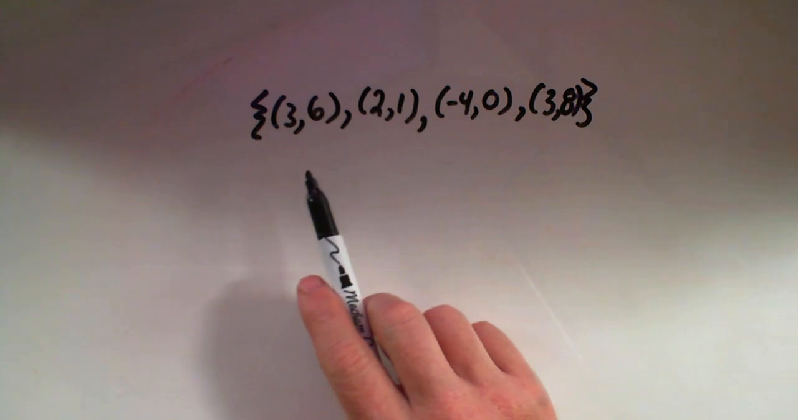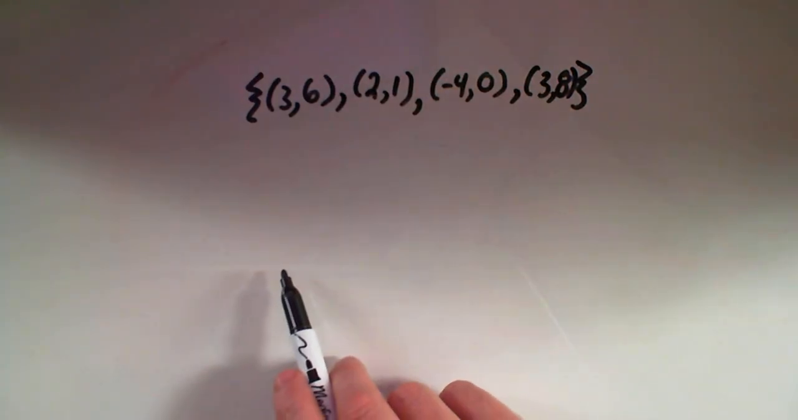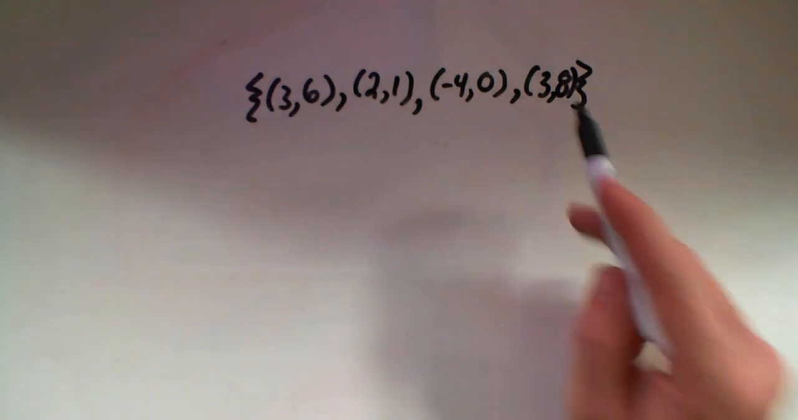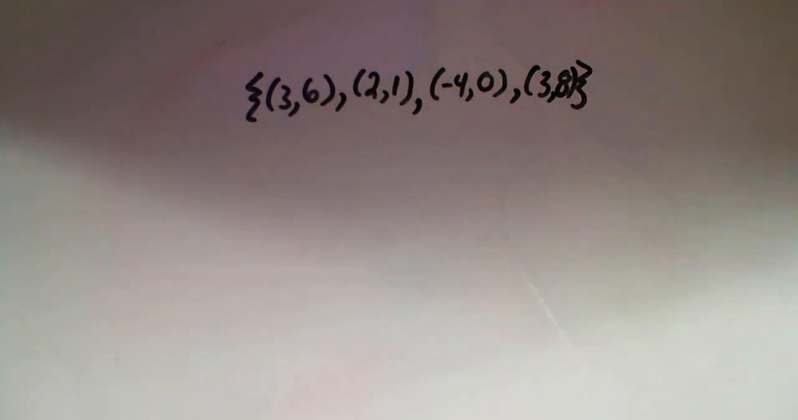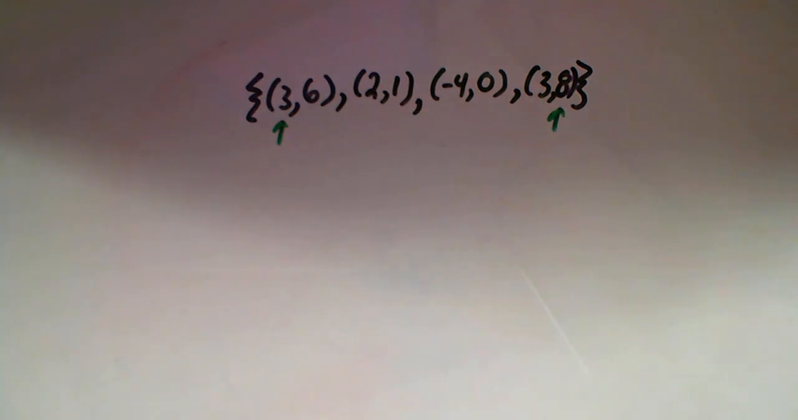Next, we see a set of ordered pairs. Now, you can take these ordered pairs and just directly see, all right, 3 goes to 6, no problem. 2 goes to 1, negative 4 goes to 0. But then 3 goes to 8. So in 2 different places, we have this 3. We have 3 going to 6, and we have 3 going to 8.